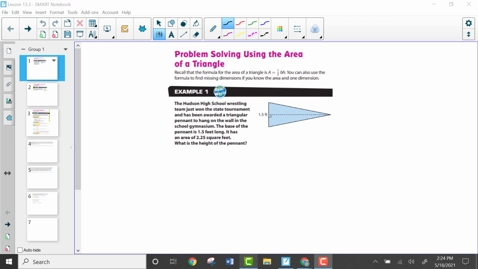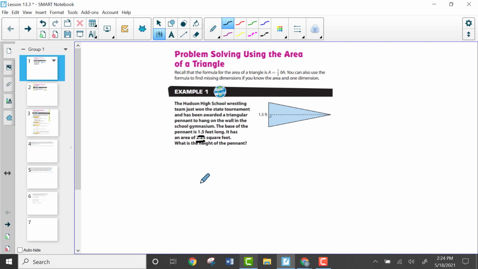Now, it's important to understand whenever we see a problem like this that we need to remember the formula for area of a triangle, which is area equals 1/2 times the base times the height. So we can see, for example, one, it says the Hudson High School wrestling team won the state tournament and has been awarded a triangular pennant to hang on the wall in the school gymnasium. The base of the pennant is 1.5 feet long and has an area of 2.25 square feet. What's the height of the pennant?